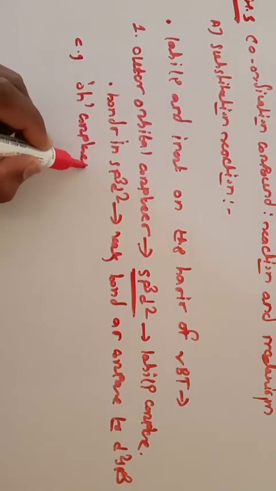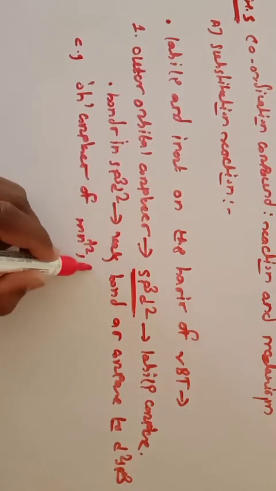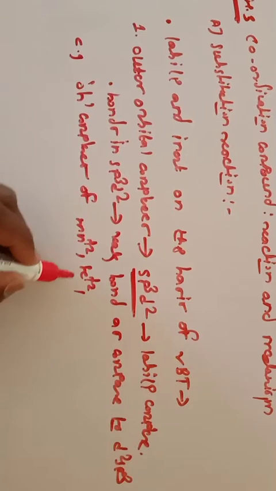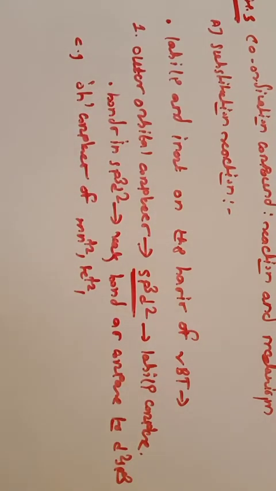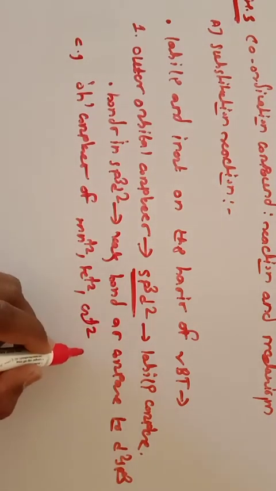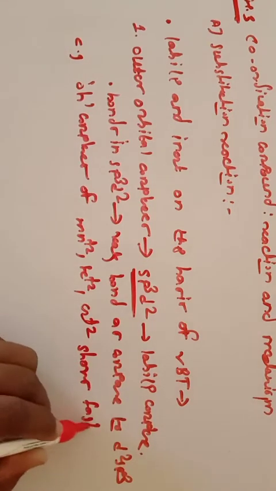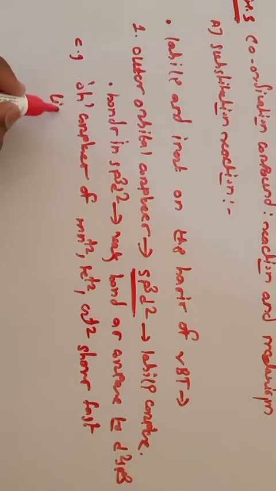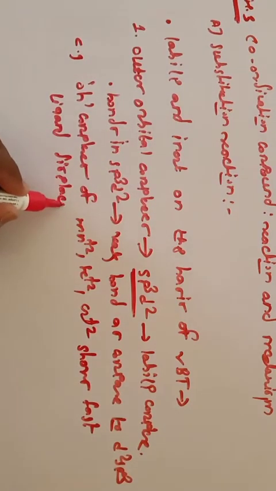octahedral complexes of Mn plus 2, Fe plus 2, and chromium plus 2 show fast ligand displacement. This is according to the valence bond theory.